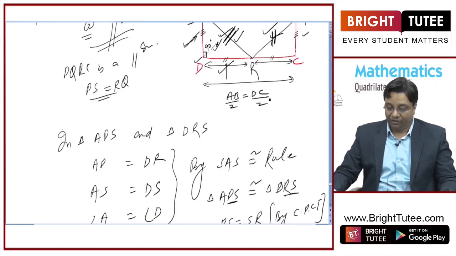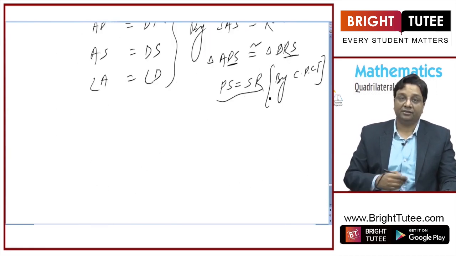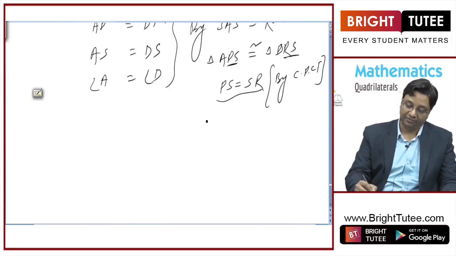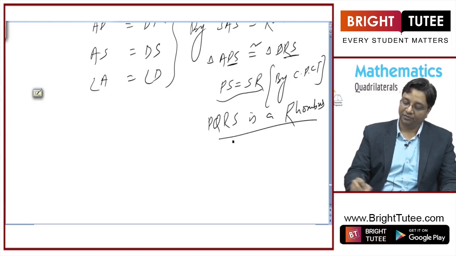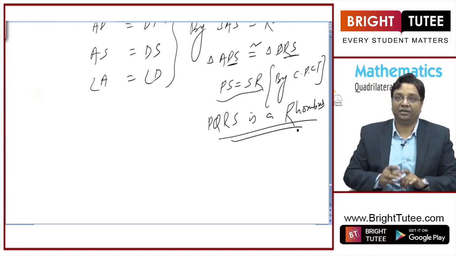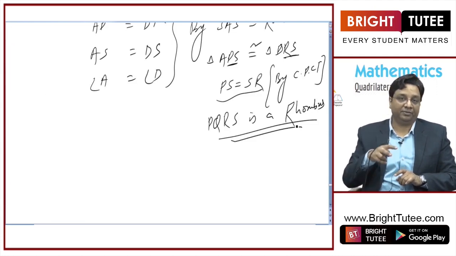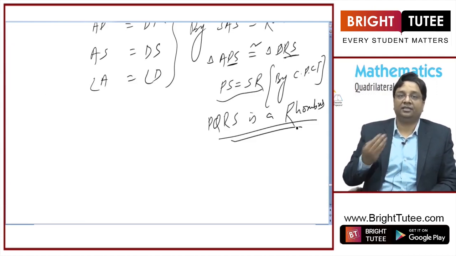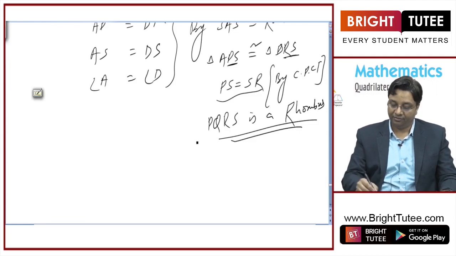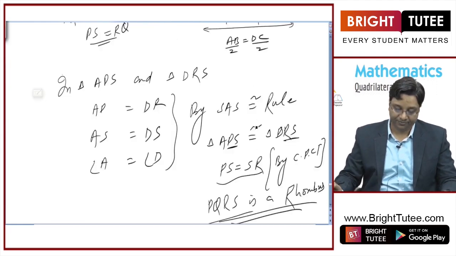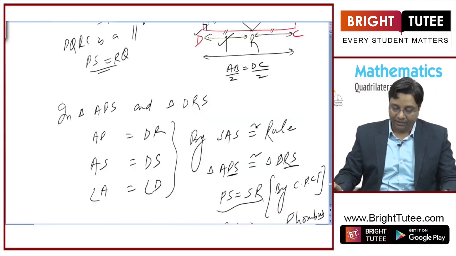And again, I want you to write all this information by yourself. So I am just saying that PQRS is a rhombus. What you need to write is that if we have got a parallelogram and we can prove that adjacent sides of a parallelogram are equal, then it is a rhombus. Okay, hence PQRS is a rhombus, right?